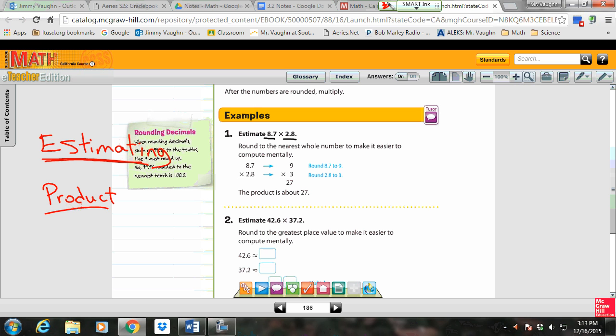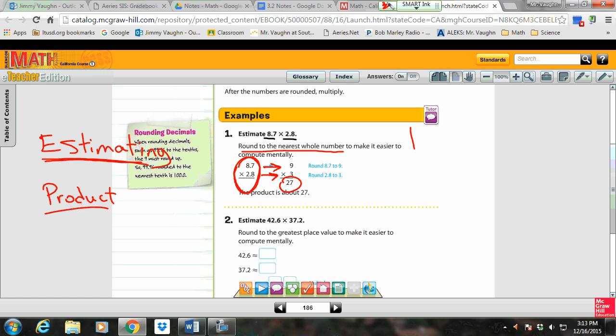So here are the steps. If you're taking notes, here would be the first step: round to the nearest whole number. So 8.7 rounds to 9. 2.8 rounds to 3. 9 times 3 is 27. So when we multiply that out in lessons 3 and 4, when you're multiplying with decimals, your answer should be about 27. Or if you're in the grocery store or playing a video game or anything like that, and you have these numbers, you can approximate it to be about 27.